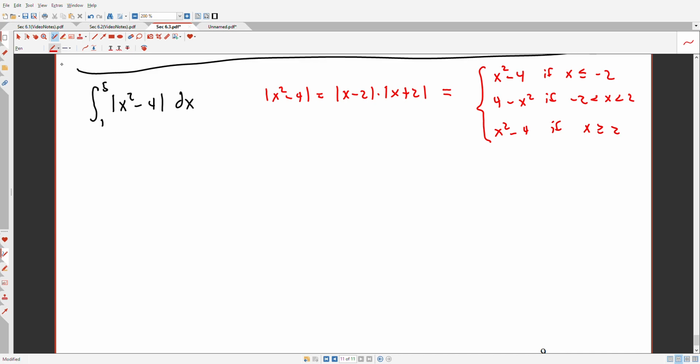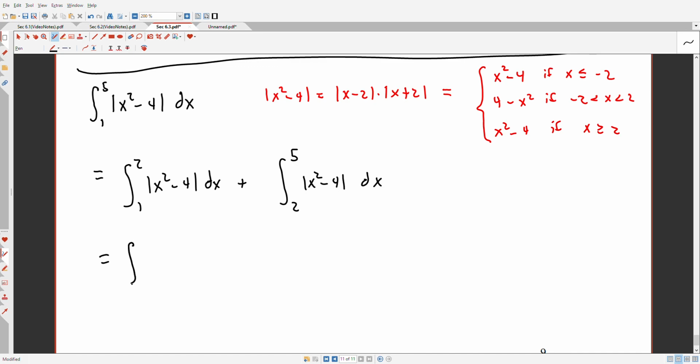So for this definite integral, we'd want to break this up, going from 1 to 2 of x squared minus 4 dx, plus, and then we want to pick it up going from 2 to 5 of x squared minus 4 dx. And so on this part, we would get, oh, that becomes negative. And then on this part, we get to leave it alone.